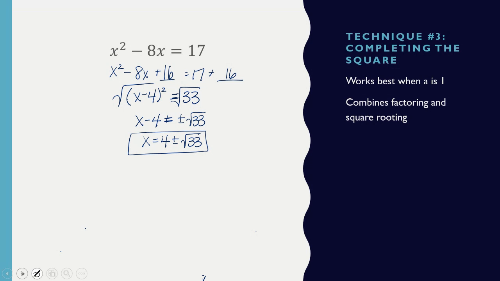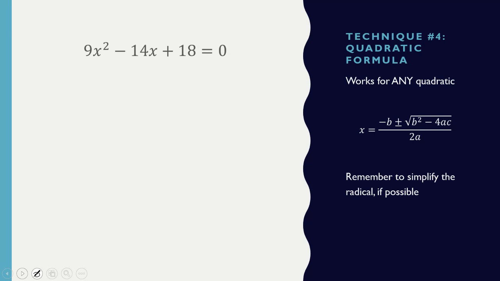The last method, the one that always works for every single quadratic, is the quadratic formula. I'm sure you've learned this before. There's even a fun song that goes along with it. But the formula is x equals the opposite of b plus or minus the square root of b squared minus 4ac all over 2a. The reason this is technique number 4 and not technique number 1 is because it can be a little complicated to work with.